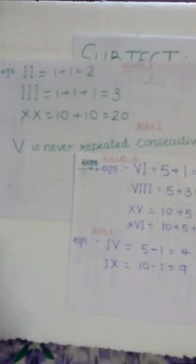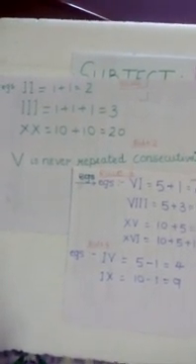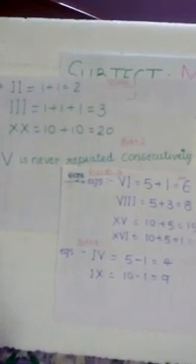Rule 1. If either of the symbols I or X is written consecutively 2 or 3 times, their sum total is the number they make. Second rule is, symbol I or X can be repeated consecutively for a maximum of 3 times. Symbol V is never repeated consecutively.